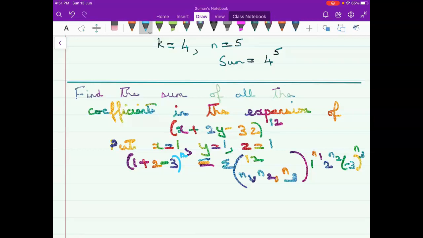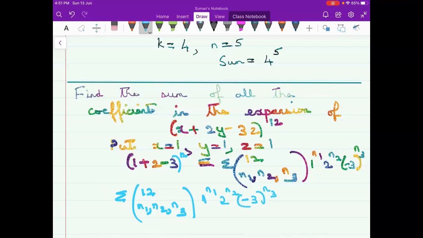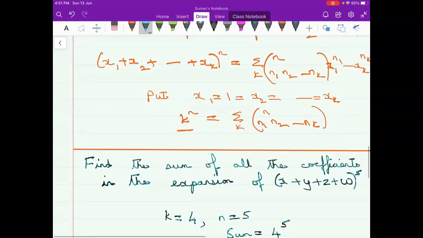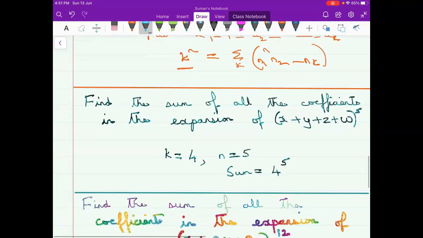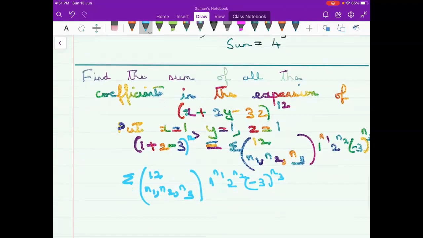We will write the sum of all the coefficients as summation 12c n1 n2 n3, because there are 3 terms here, x1 raised to n1, so 1 raised to n1, x2 raised to n2 is 2 raised to n2, and x3 raised to n3 would be minus 3 raised to n3. Coming back to the formula, you have x1 raised to n1, x2 raised to n2. So you put y as 2 and z as minus 3.